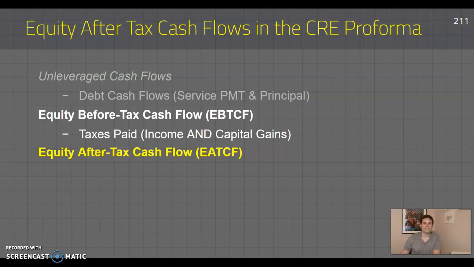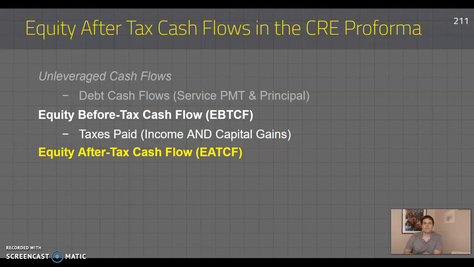Thanks for watching. Our objective here is to understand the concept of equity after tax cash flows and how to get there in our commercial real estate financial model, otherwise known as the pro forma. On this slide, you see the general accounting framework for how we get there. It looks simple here, but I'll show you when we get to a real example pro forma, a quite simple one, that it does look a lot more complex when you see it in writing on an Excel sheet.